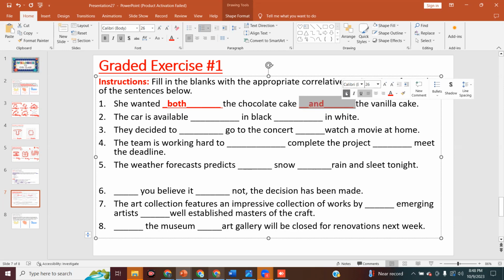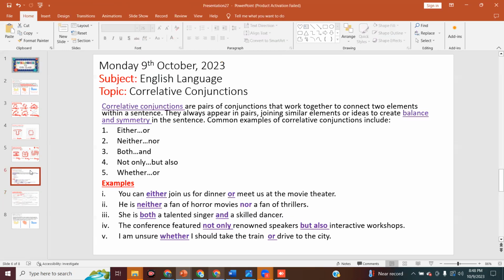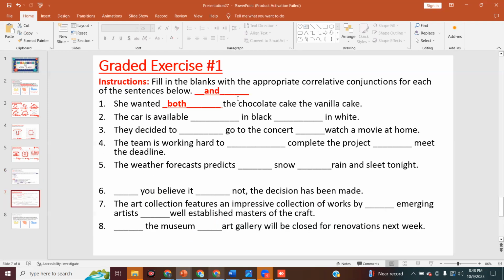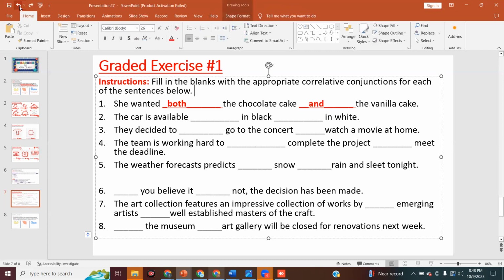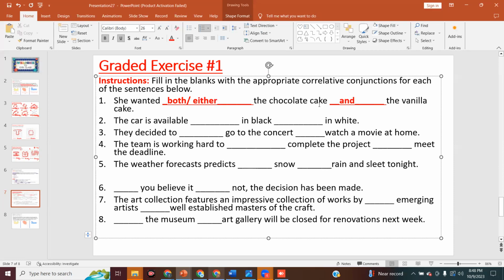You can also say she wanted either the chocolate cake or the vanilla cake. That's also another one that could work. Or you could do neither too. She wanted neither the chocolate cake nor the vanilla cake. That could work too. All right. Any one of those three could work.